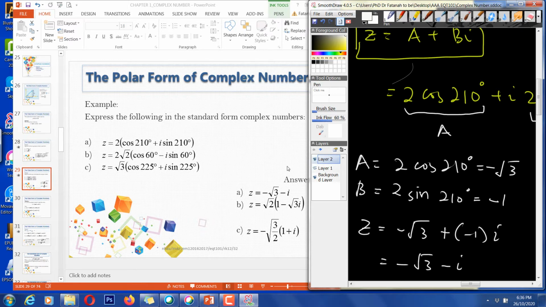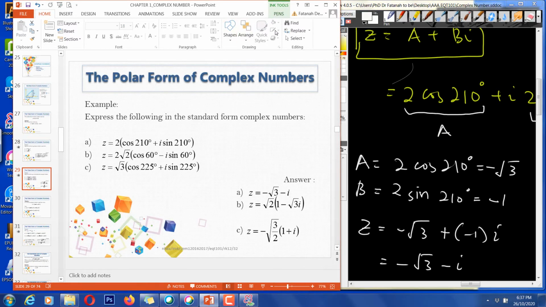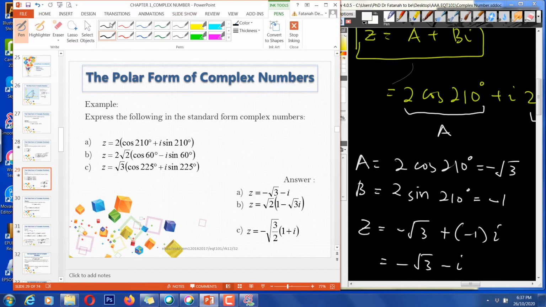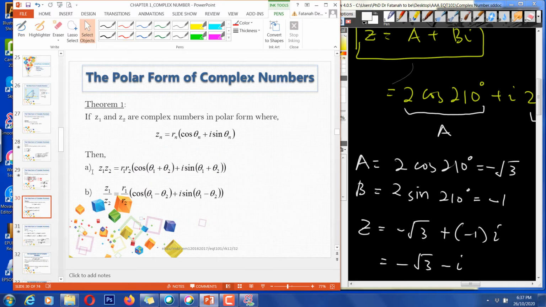The same is here. This constant should multiply the first term and the fourth term, and we get A plus B i. The same thing happens here: square root 3 should multiply all of this, and then we need to find what A is and what B is. That's all. Next is the polar form of a complex number.